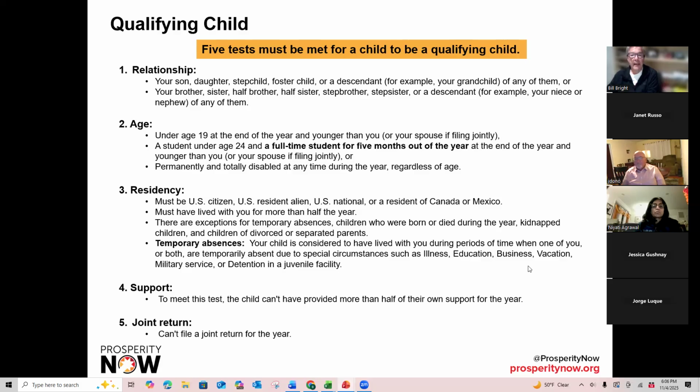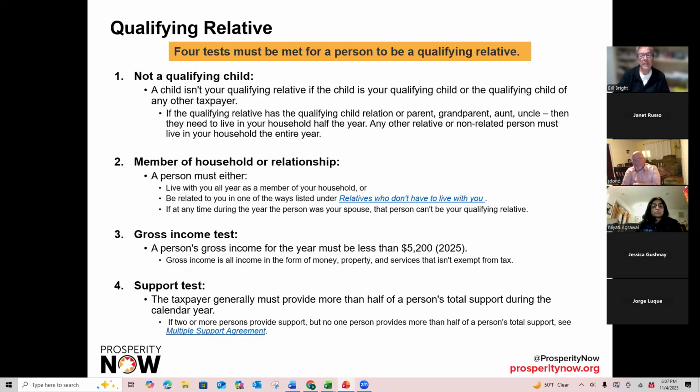Again, the support test, this is important. Generally, for minor children, you don't see this. In the support test, the child can't provide more than half of their own support for the year, which is usually not going to happen. And they can't file a joint return for the year. Again, most of these qualifying children are children. They're not adult children. Now, qualifying relatives: there are 4 tests to be a qualifying relative.